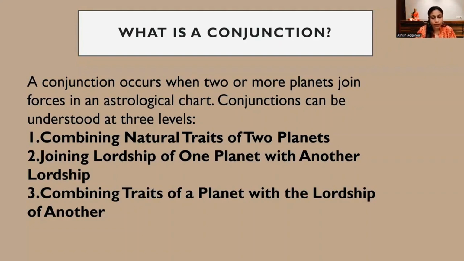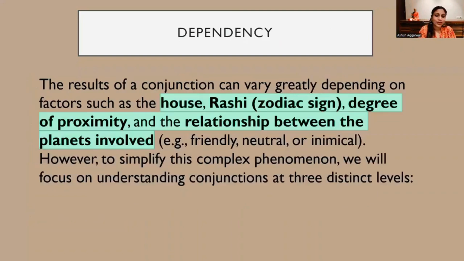Then we will consider the rulership of one planet and the traits of the other planet. And finally, we will also discuss the rulership of both. How do planets behave with their traits and their rulership? First, we connected traits to traits, then we connected rulership to rulership, and finally, we connected traits to rulership. In this way, we have three types of combinations formed by the conjunction of two or more planets.